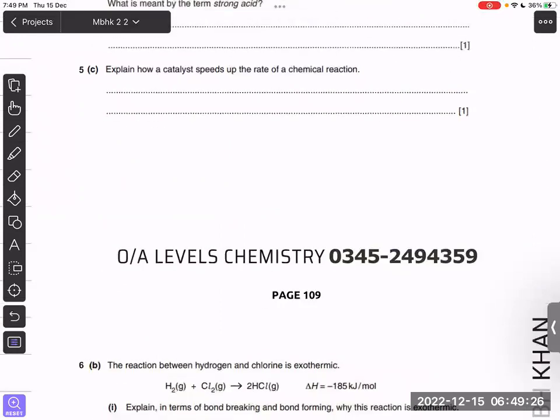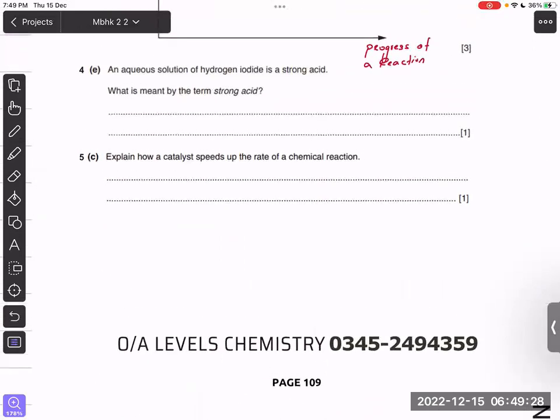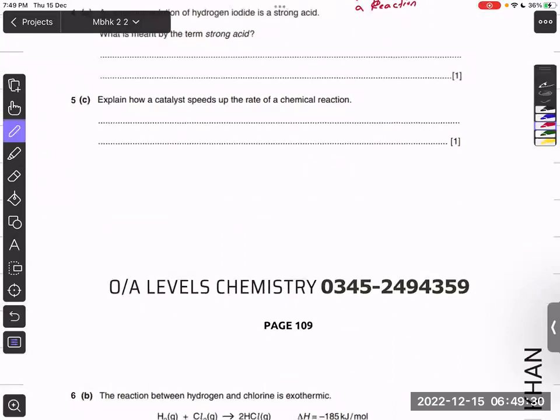As for questions, question 4 is not related to this chapter, but question 5 is: explain how a catalyst speeds up the rate of a chemical reaction. We haven't studied catalysts yet, this is our next chapter on rate of reaction. We know that a catalyst speeds up the rate of a chemical reaction by decreasing the activation energy of a reaction. We will study it later, but we have discussed catalysts a little here, so remember it here, it will be better.